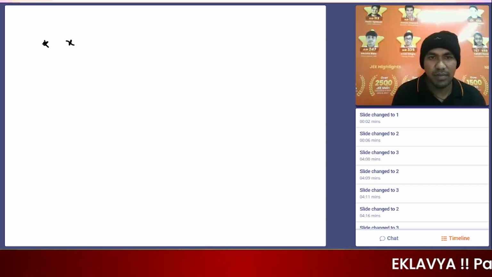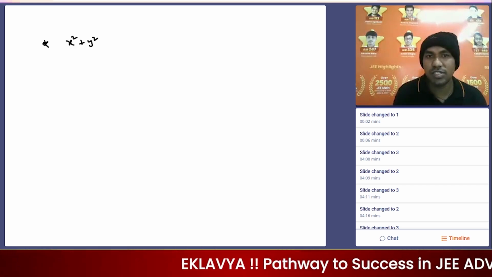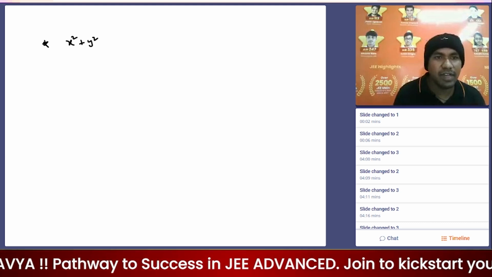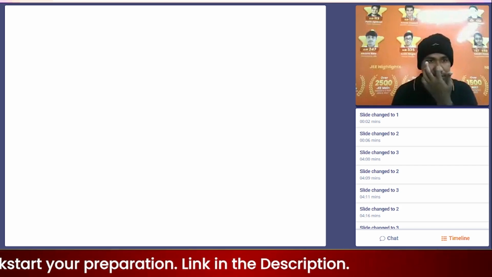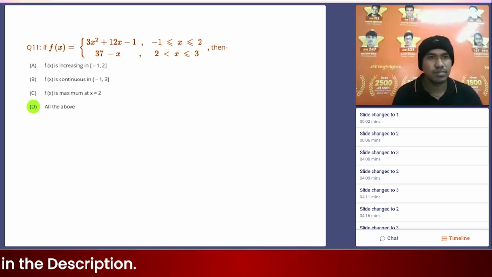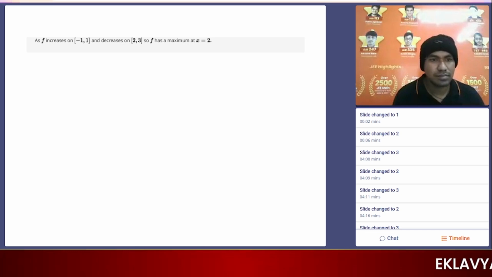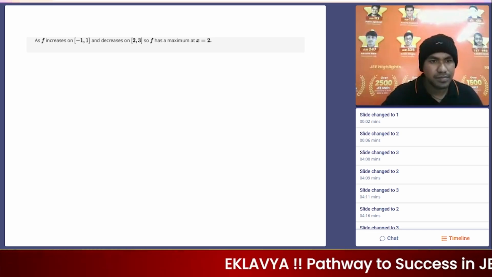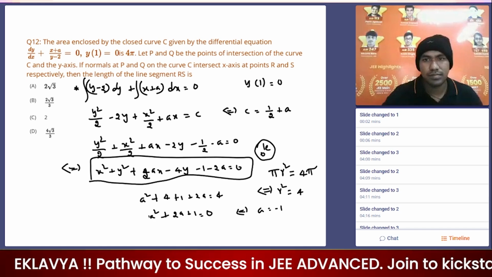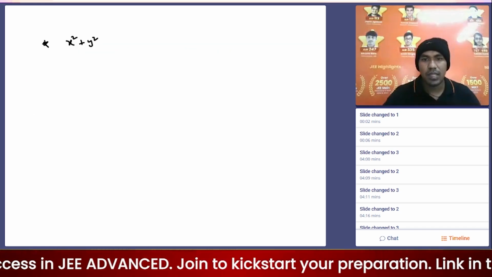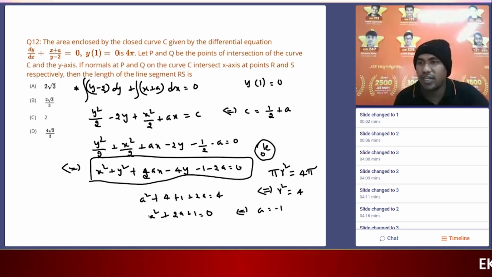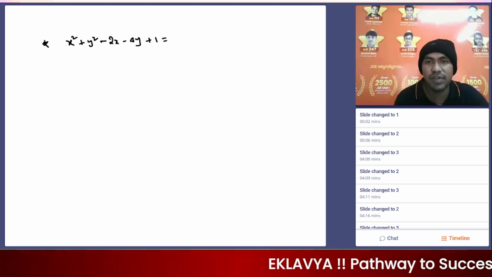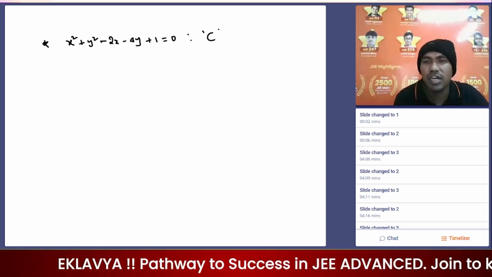Now that equation of circle will become, by substituting a equals minus 1, x square plus y square, and here we are having minus 2x and minus 4y, and here we are having minus 1 and minus 2a, minus 1 plus 2, that will become plus 1. So plus 1 equals 0. This is our curve C, right?